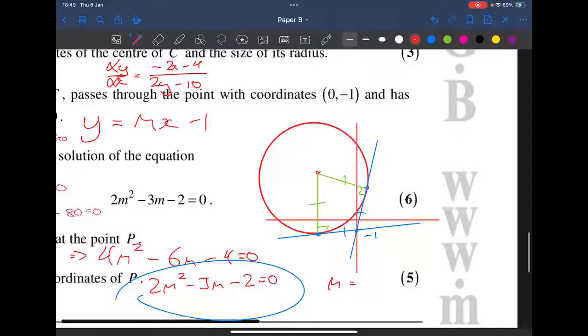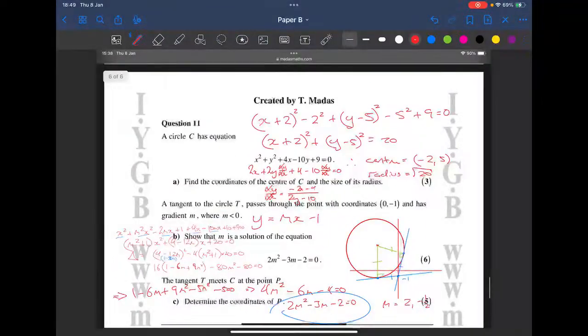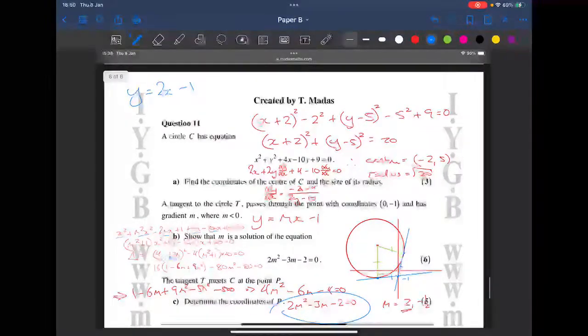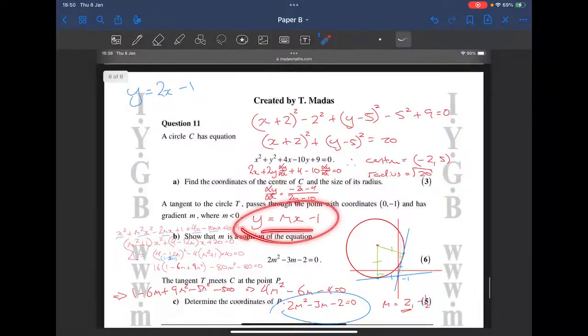We get not very nice... oh no, actually not too bad ones. We get 2 and minus a half. So we knew that m had to be positive, so in that case m has to be the 2 that we have there. And from this, we know the equation of the line is going to be y equals 2x minus 1, as in just filling in the m from here.